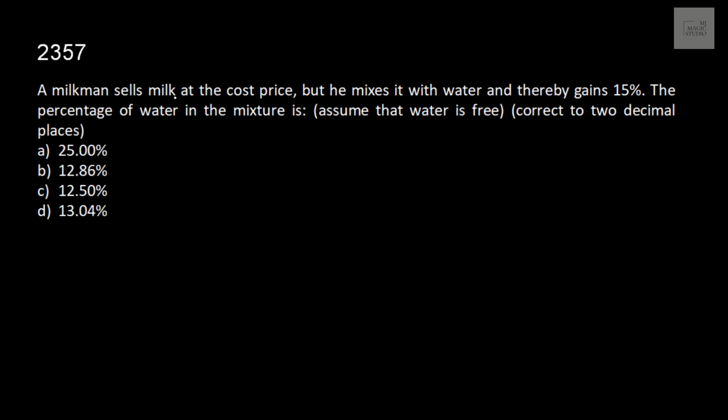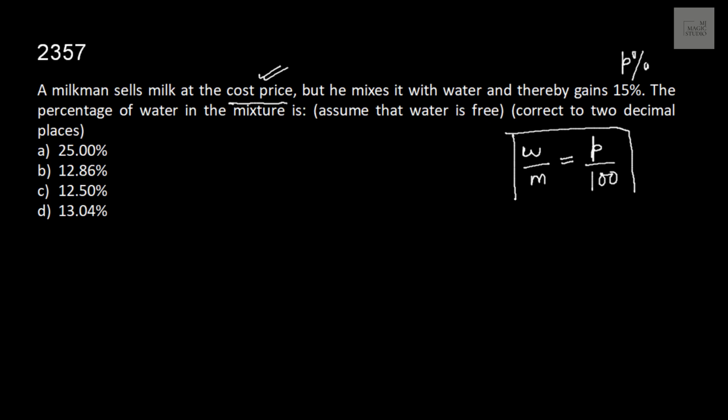A milkman sells milk at cost price, but he mixes it with water and thereby gains P%. Now here is a trick and a small shortcut for this. If the milkman is selling the adulterated milk with water at the cost price and making P% profit, then the ratio in which he mixed water and milk is given by simply P by 100. We can use this shortcut and solve this question very easily.